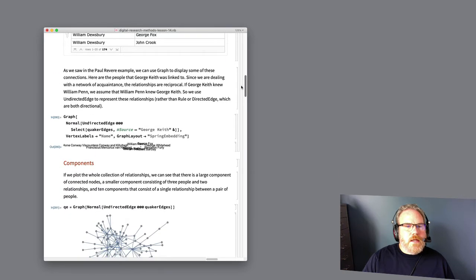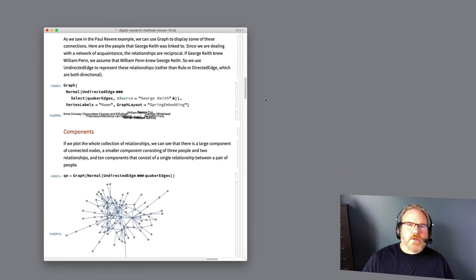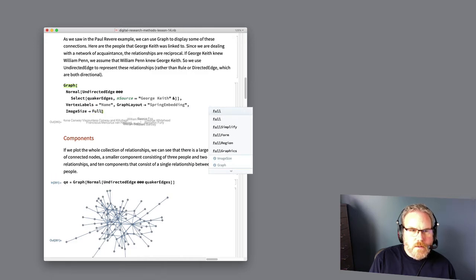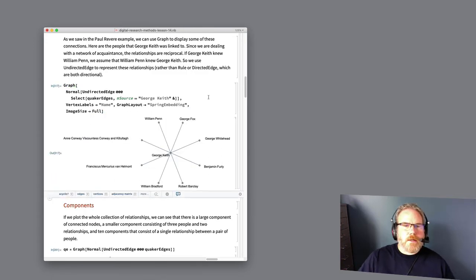Now, as we saw in the Paul Revere example, we can use graph to display some of these. Let me see if I can make this a little better. I don't remember if this worked or not. Oh yeah, that looks a lot better. We can use a graph to display the social network. So here's George Keith, linked to William Penn, George Fox, George Whitehead, and so on.